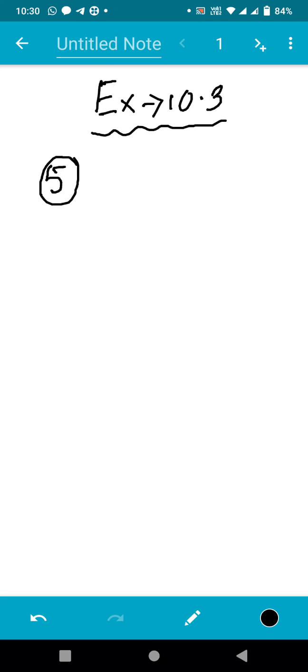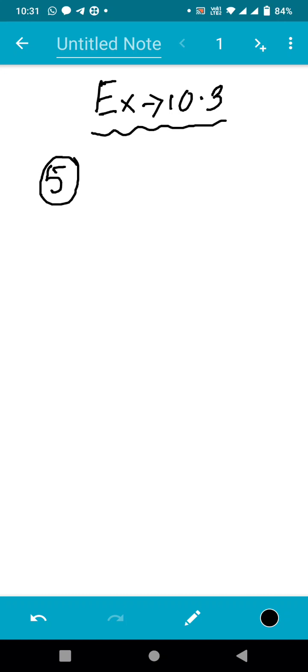Hello students, now in this session I will explain question number 5, 6 and 7 of exercise 10.3. Now let's see what we have in question number 5. In question number 5 they have asked what is the cost of tilling a rectangular plot of land 500 meter long and 200 meter wide at the rate of rupees 100 per meter square. That means the cost of 100 meter square is given as rupees 8.